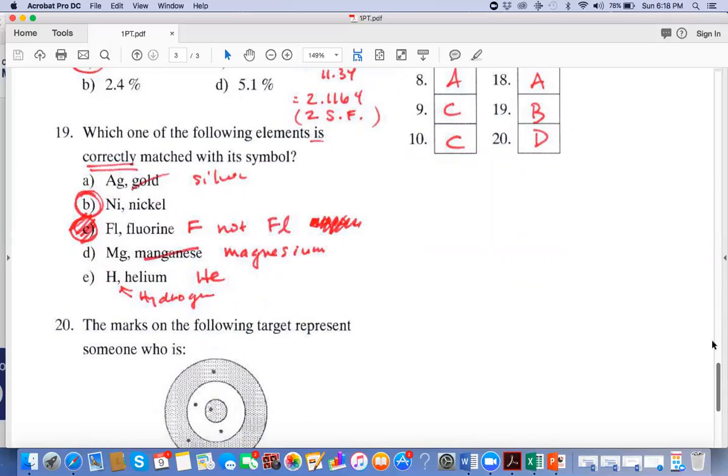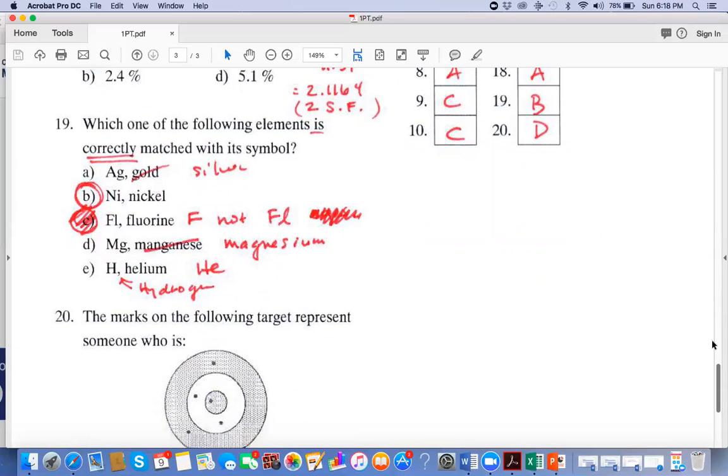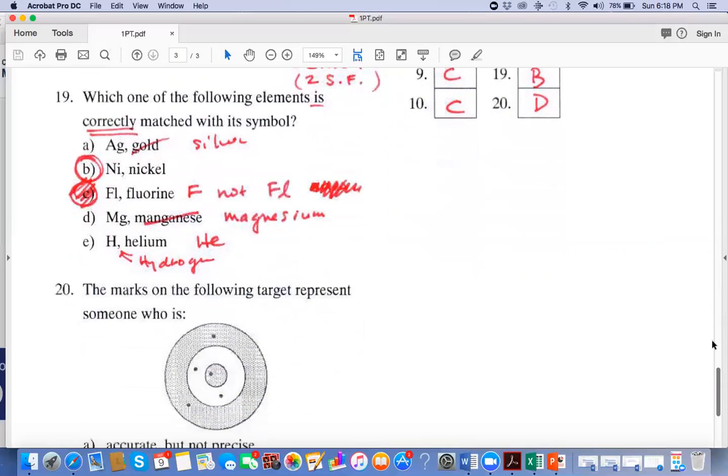Number 19, which of the following elements is correctly matched with its symbol? Ni, nickel is the correct match. Fluorine is not Fl, it would have to just be F. And Mg is not manganese, it's magnesium. H is for hydrogen, helium is He, and Ag is silver, not gold.